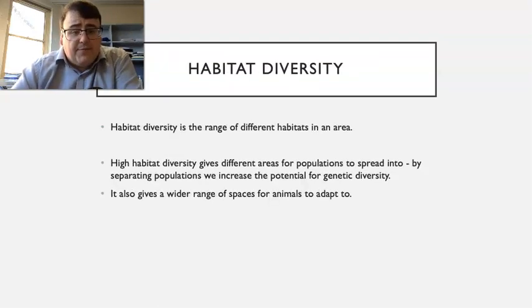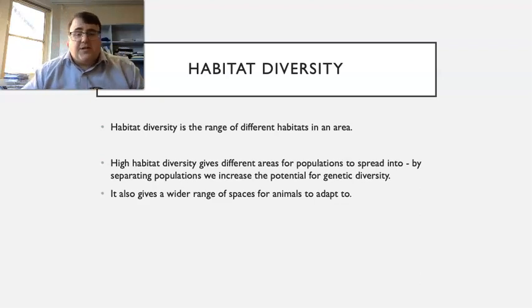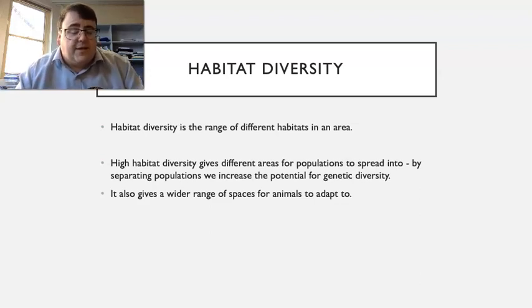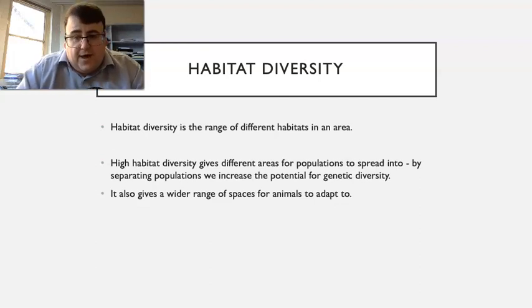The last one we need to look at, and the last slide for this video, is habitat diversity. This is the range of habitats in an area, so how many habitats there are. High habitat diversity gives different areas for populations to spread into, so different populations can move into different areas. By separating those populations, we increase the amount of genetic diversity, which is good. It gives a wider range of spaces for animals to adapt to. So that's the three things for biodiversity. We'll look at habitat, species, and genetic.